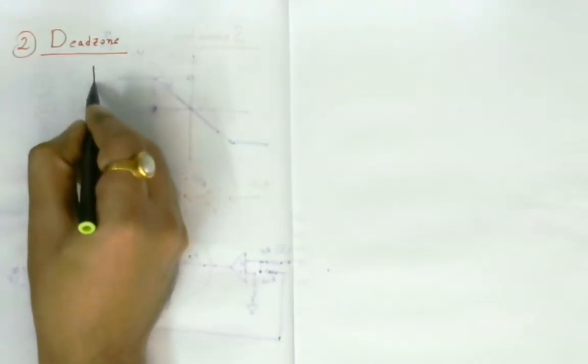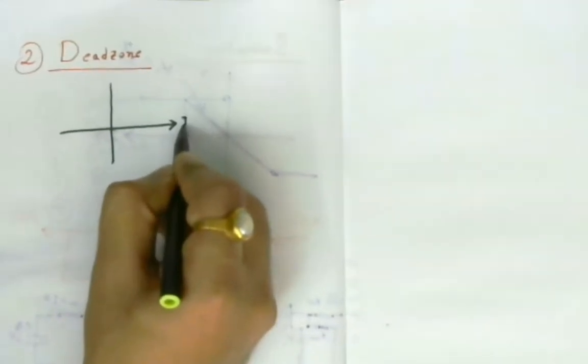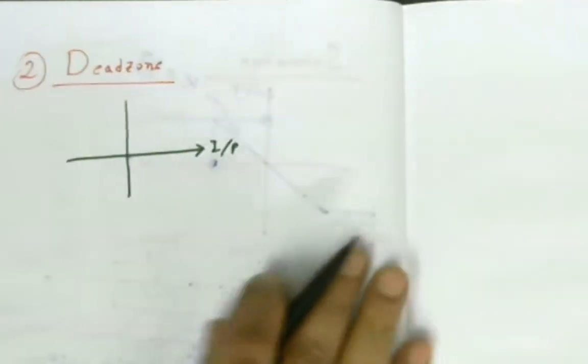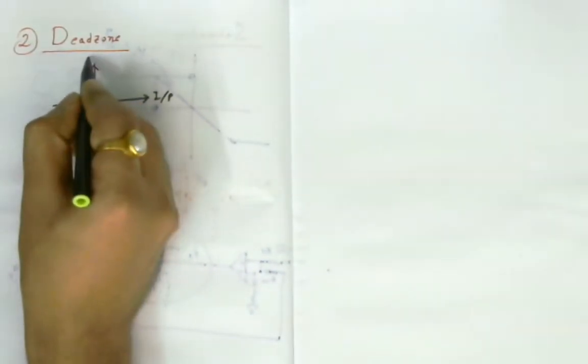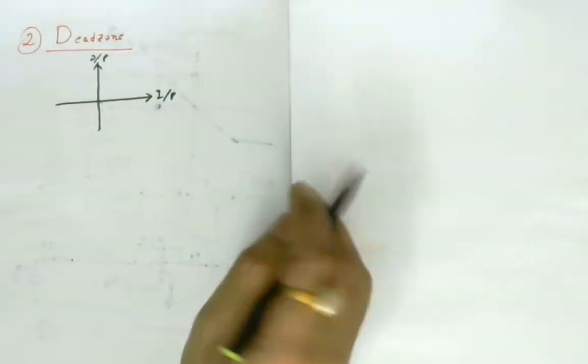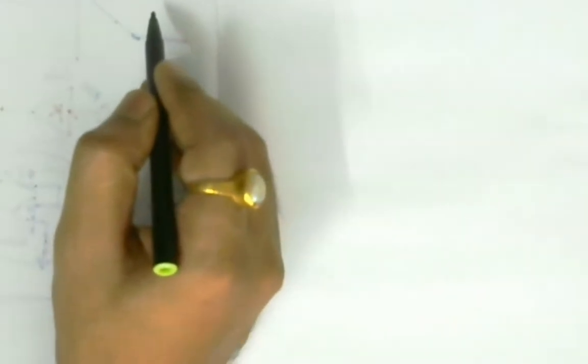Okay, dead zone. Right. So first of all you have to draw the input and output axes. The x-axis is input and the y-axis is output, right?